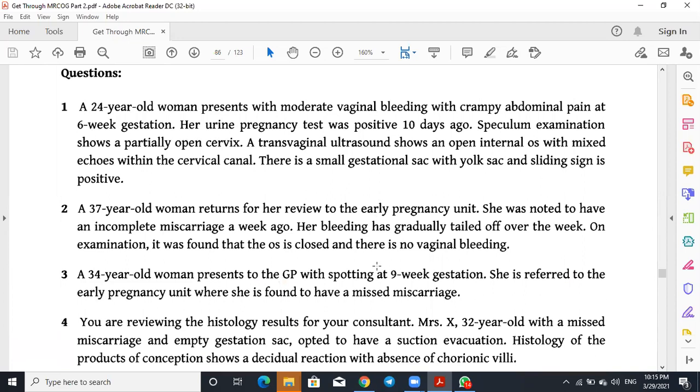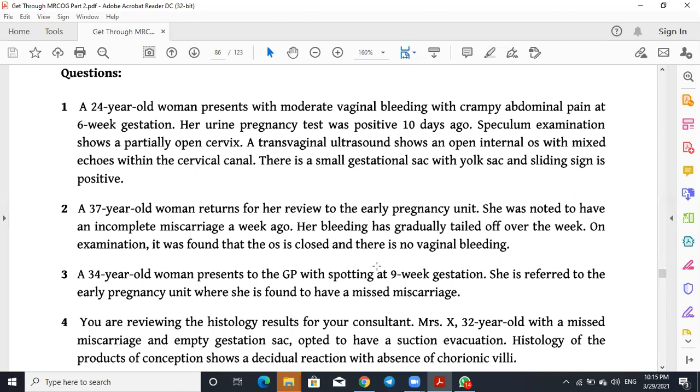A 34-year-old woman presents to the GP with spotting at 9 weeks' gestation. She is referred to the early pregnancy unit where she is found to have a missed miscarriage. What is the management? Mifepristone with misoprostol.